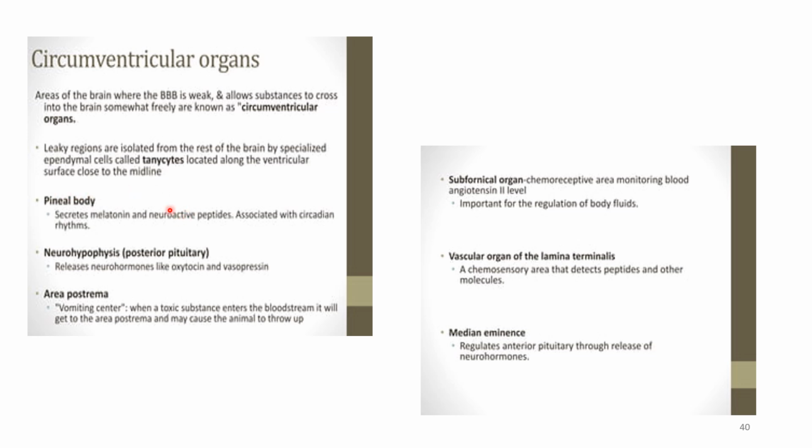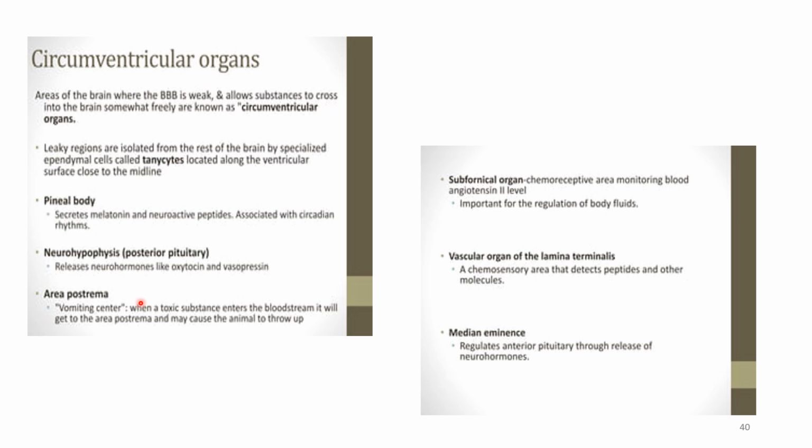So some circumventricular organs are the pineal body, because it secretes the melatonin hormone and neuroactive peptides, and this melatonin is associated with circadian rhythm, so it should be released into the blood, so it does not have a blood brain barrier. And the second one is the posterior pituitary, the neurohypophysis, because it is also releasing neurohormones like oxytocin and vasopressin. These hormones will be released into the blood.